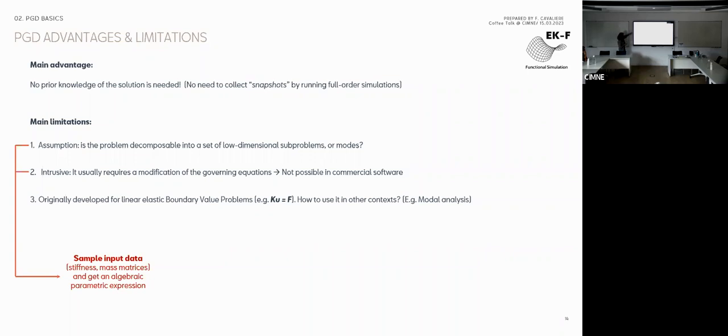So first of all, for the first two points, we found a way to sample our input data and obtain a parametric expression for them. Usually we need to find this separated expression of our input data in an analytical way. But when this does not exist, or when we cannot access the source code of the commercial software, this might represent an alternative. And that's what we have done. We sampled our input data, which in my case were the mass matrix and the stiffness matrix, so the main properties of the car structure, and tried to get an algebraic parametric expression for that.